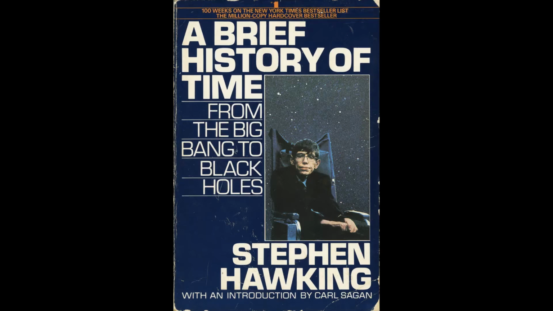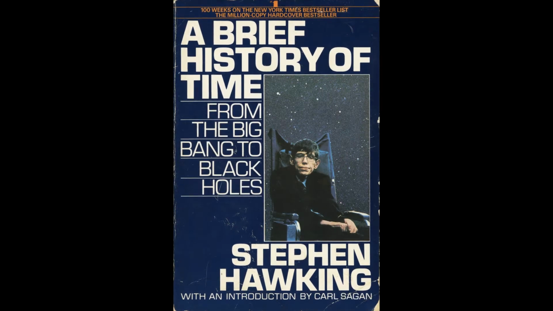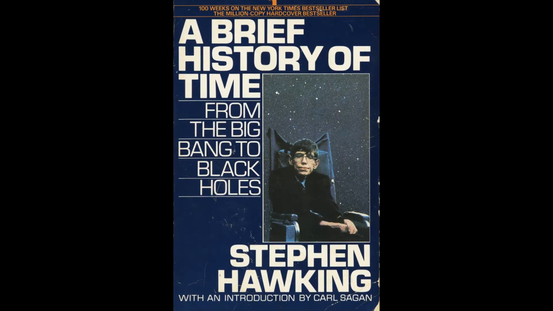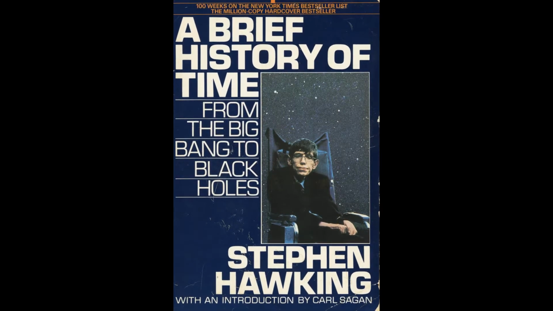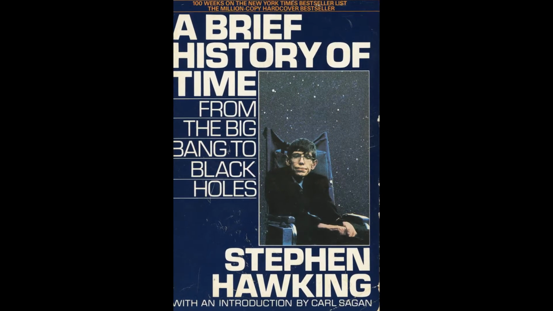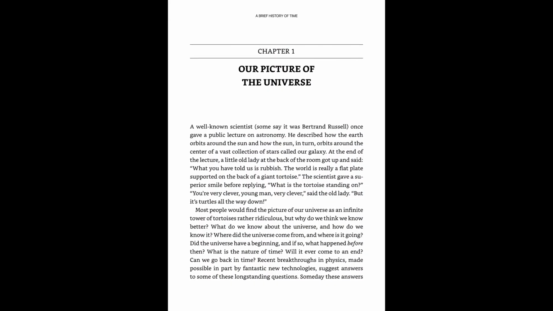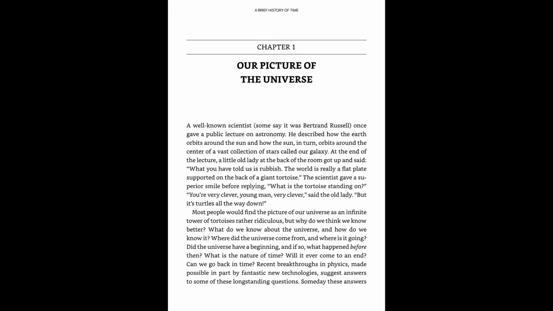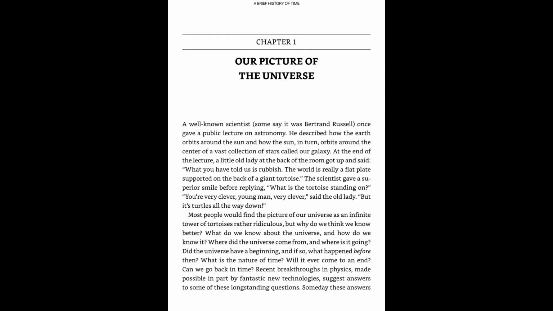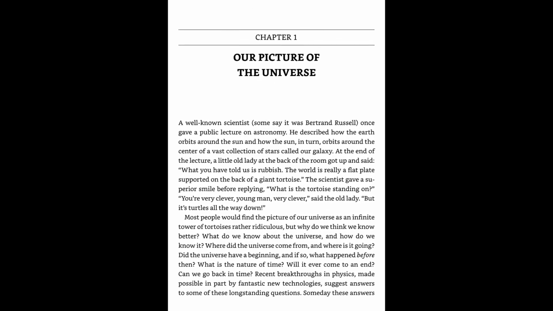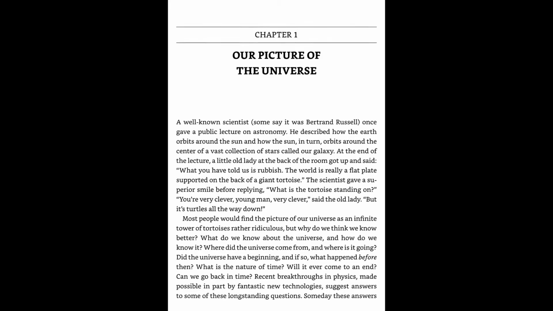In the beginning of his book, A Brief History of Time, Stephen Hawking told the story of a little old lady who rejected the theory of a Big Bang. Somebody asked her what her theory was, and she responded that the Earth sits on top of a plate which sits on the back of a turtle. Somebody asked her what's below the turtle, and she answered, "After that, it's turtles all the way down."